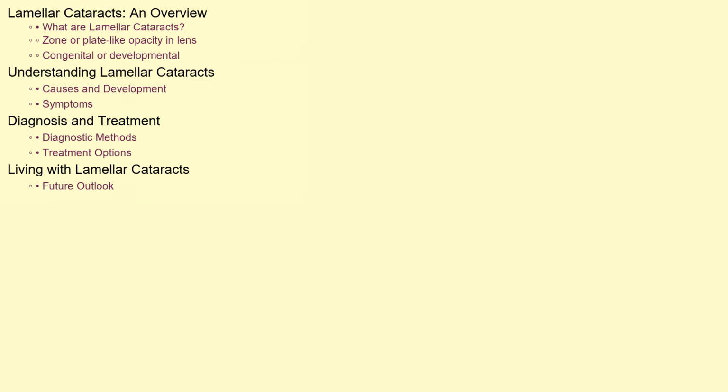Welcome to this informative video about lamellar cataracts. Often described as a zone or plaque-like opacity within the lens of the eye, lamellar cataracts are a unique type of congenital or developmental cataract.